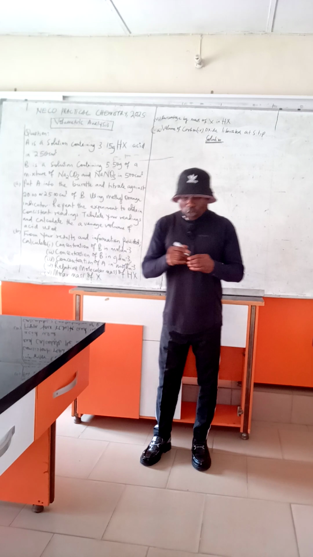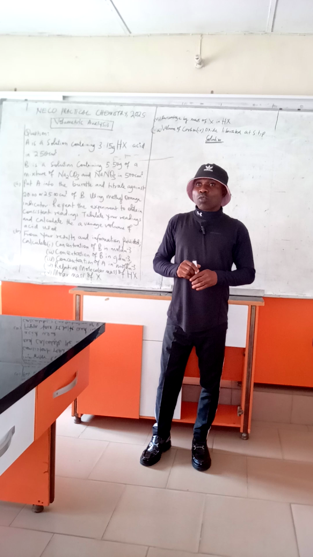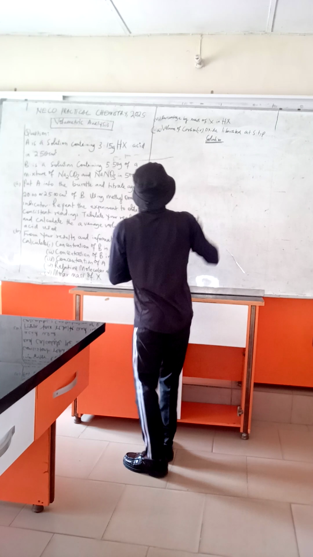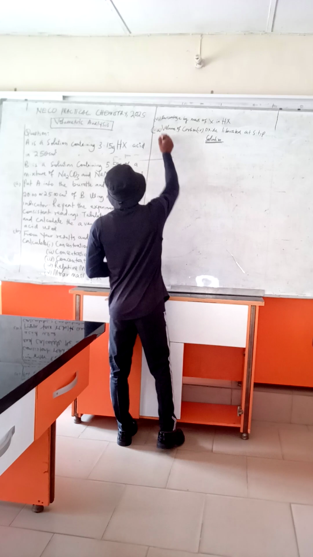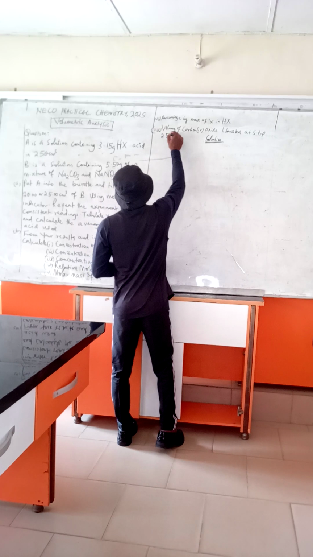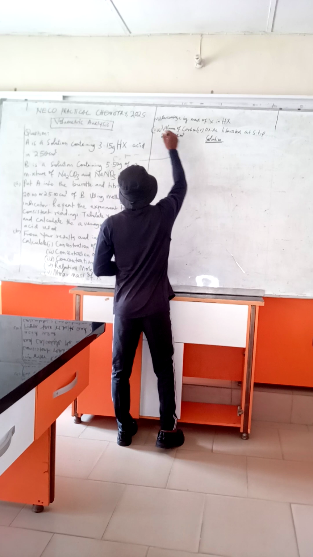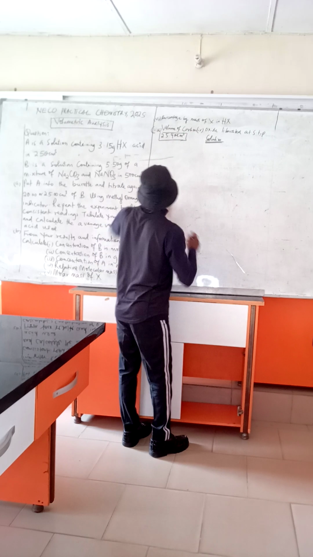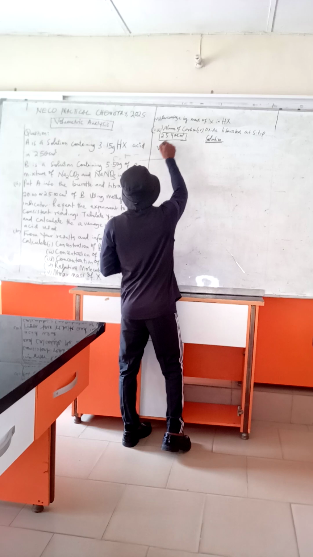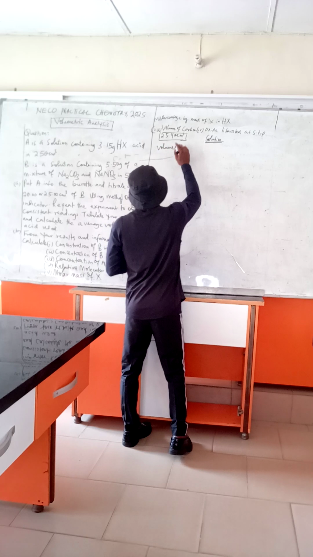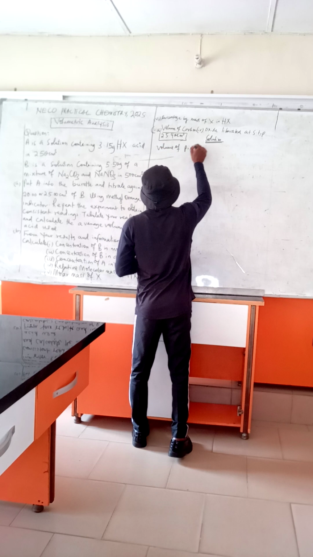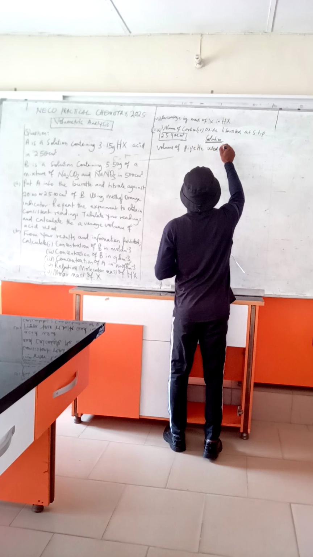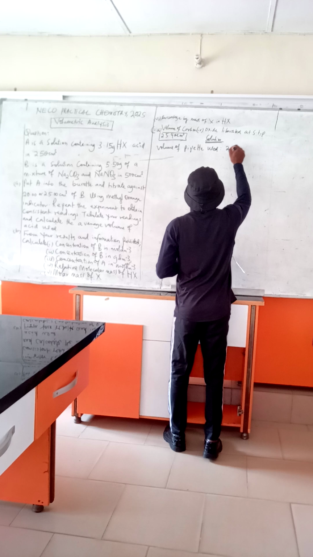For the purpose of this video, we'll be using the endpoint 25.9 cm3. If you have 25.9 cm3, to make a complete table using this endpoint, first of all, write volume of pipette used. Volume of pipette used will be 25.00 cm3.